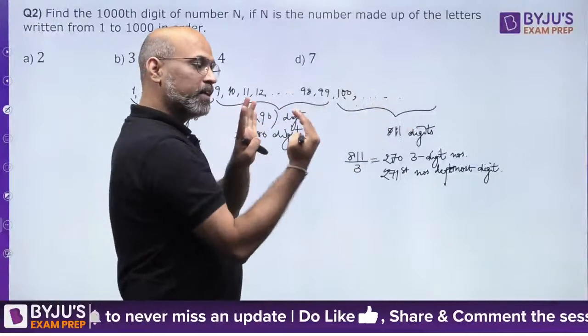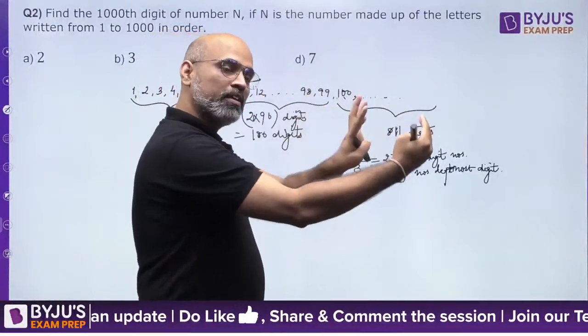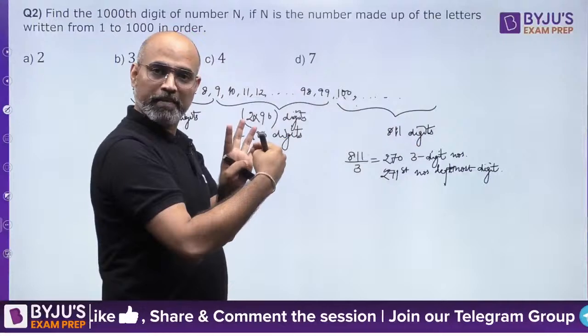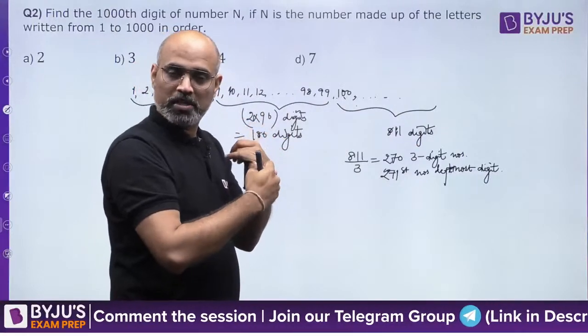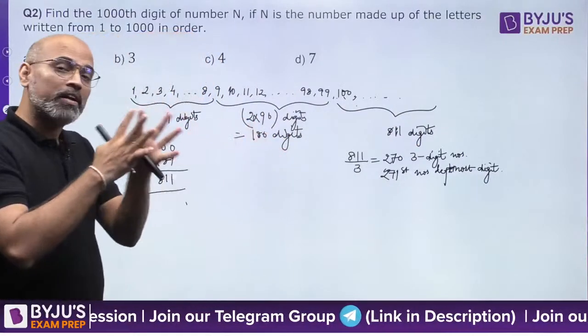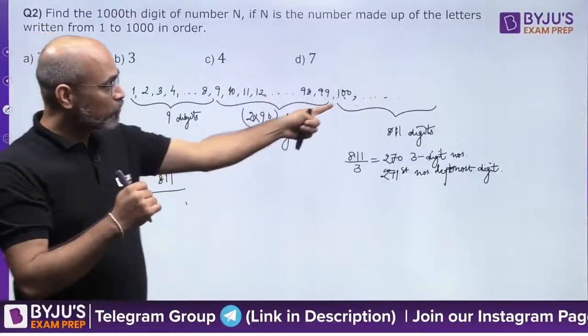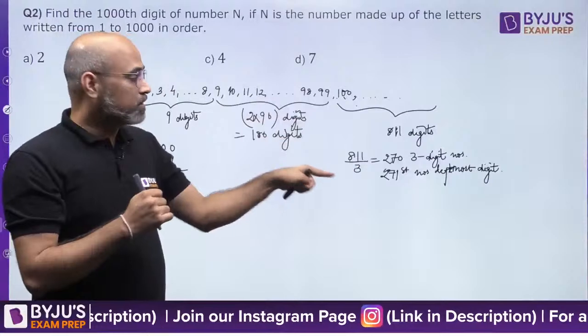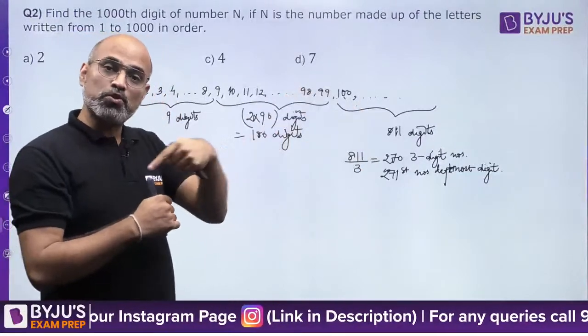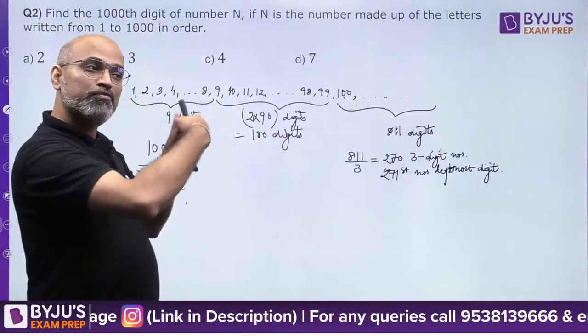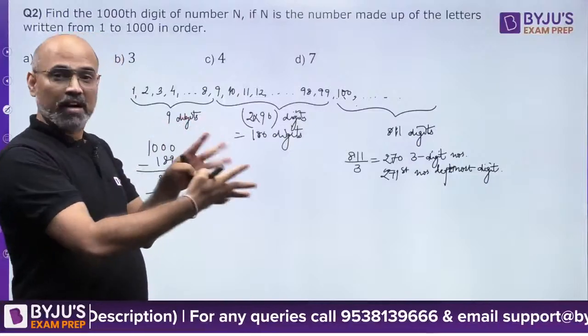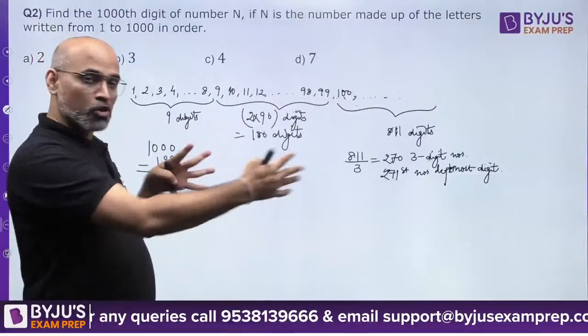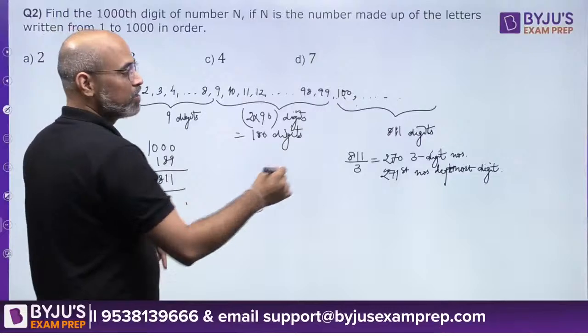811 digits have to be written. If you club them in groups of 3, 811 divided by 3 will give you 270 as the quotient, which means we are going to write 270 3-digit numbers starting from 100. And the extra one tells us that for the next number, that is the 271st number, the leftmost digit is to be considered, which is the 100th place, because we will be dealing with the 100th place, right?